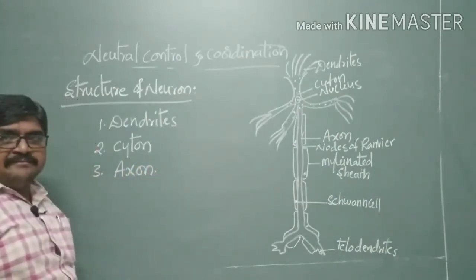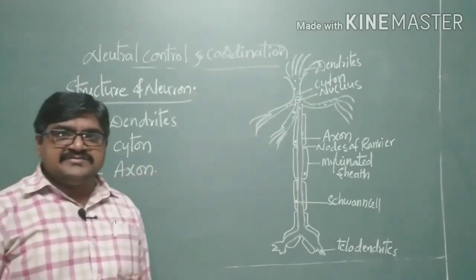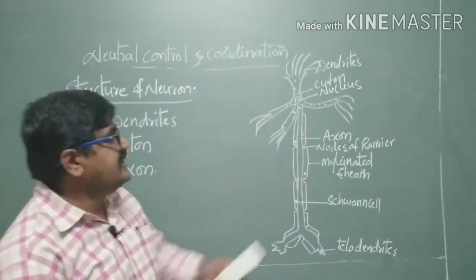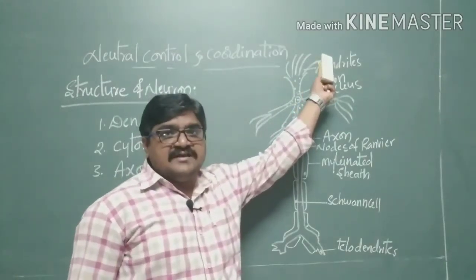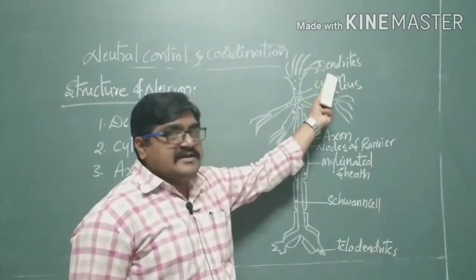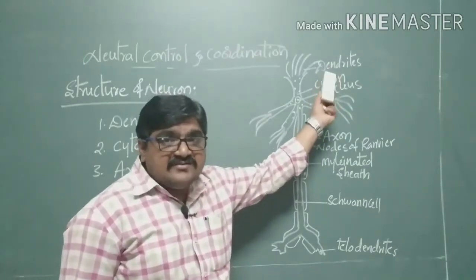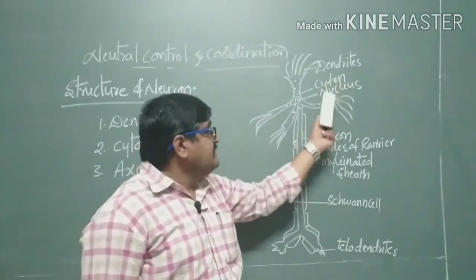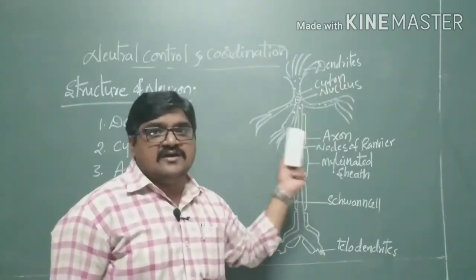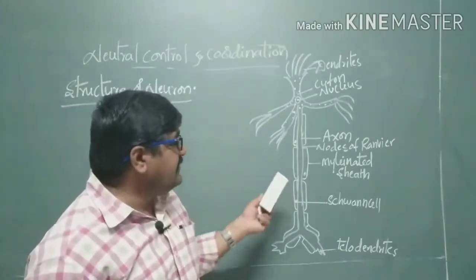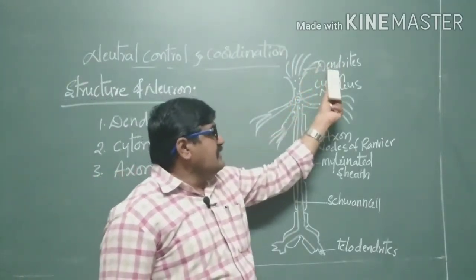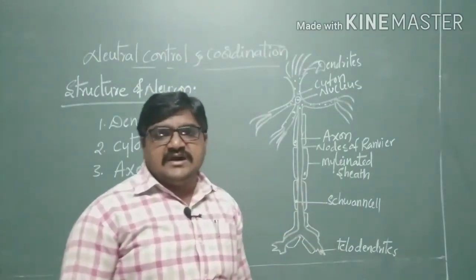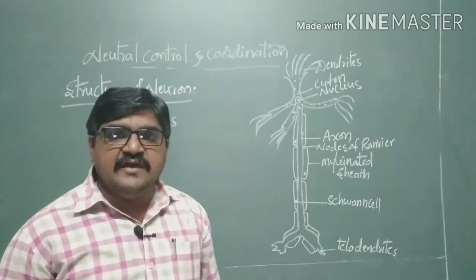These are the three parts presented in the structure of the neuron. One is the dendrites, and there is the cyton. The dendrites arise from the cyton only. Not only the dendrites, the axon also arises from the cyton only. So the three parts are the dendrites, the cyton and the axon. These are the three main parts present in the structure of the neuron.